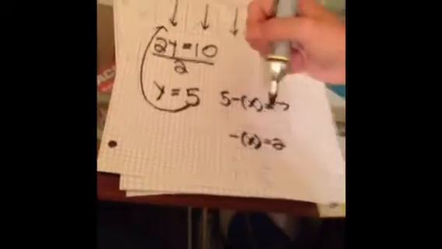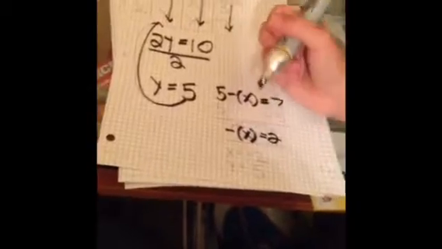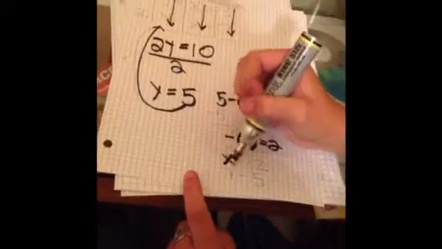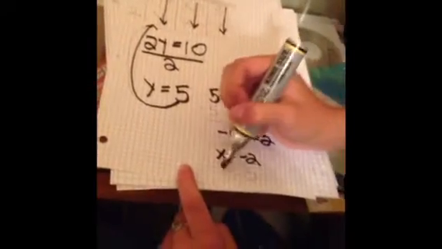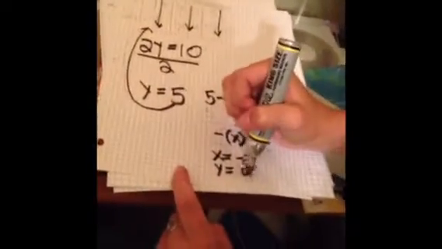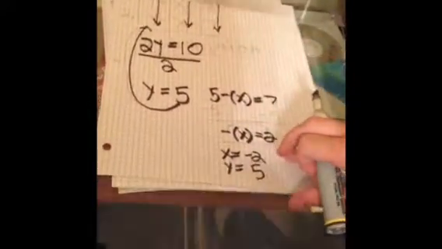You want to distribute that negative so x is isolated once again, and so x equals negative 2 and y equals 5. That's how you do the elimination method. Next, the substitution method is when you substitute.